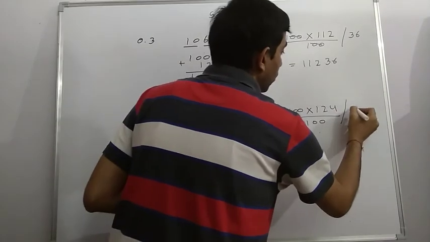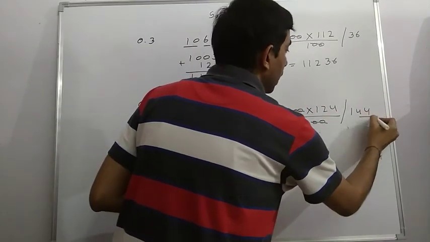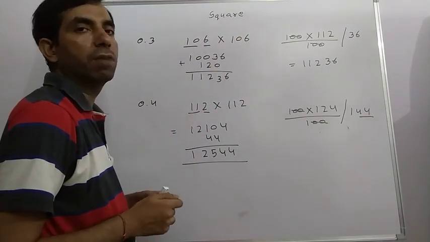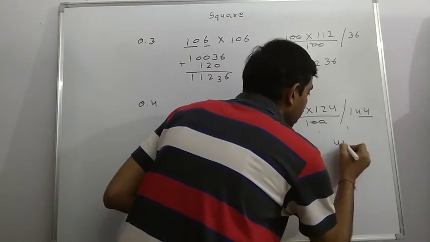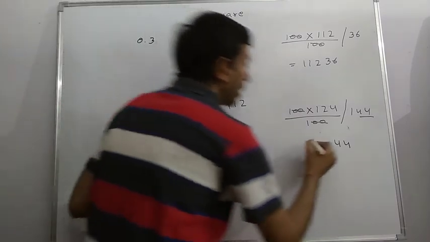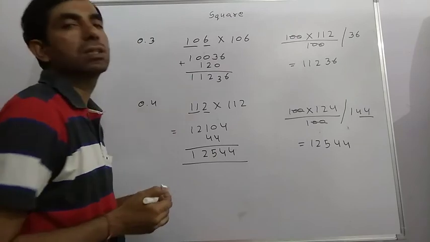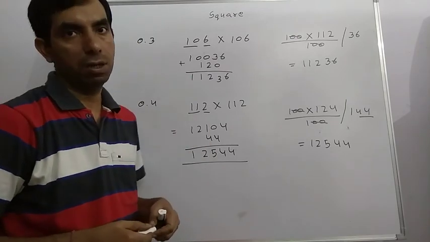Here write the square of 12, which is 144. 100 are cancelled. We can write the number here only in 2 digits because the difference is only 2 digits. So 44 is as it is and 1 is added to the next part. So our answer is 125. Then the total answer is 12,544, the square of 112.